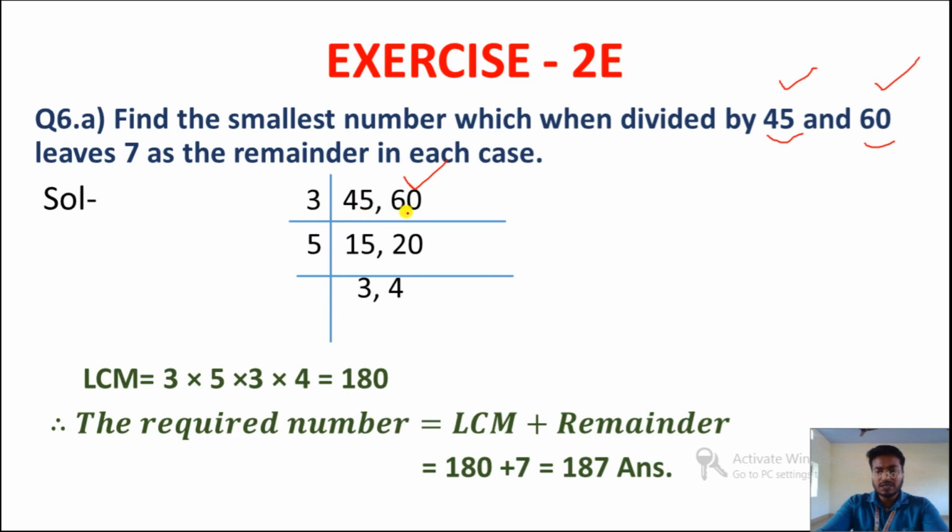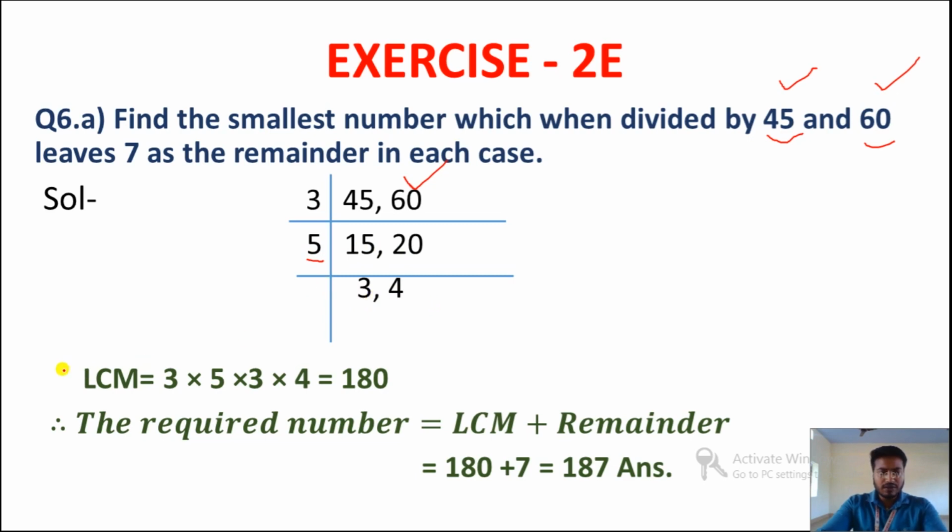So 45 and 60 both we can divide by 3, so we'll take it here and divide. When we divide 45 by 3, we'll get 15. When we divide 60 by 3, we'll get 20. Now here we have 15 which we can divide by 3, but 20 we cannot. So we'll not take 3 now, and we'll move to the next prime number, which is 5. I will divide by 5: 5 3s are 15, so we'll write here 3, and 5 4s are 20, so we'll write here 4. Now we don't have any number which divides both numbers.